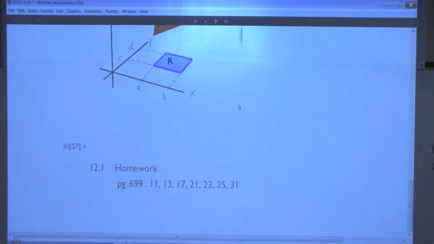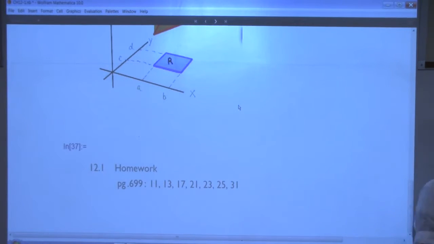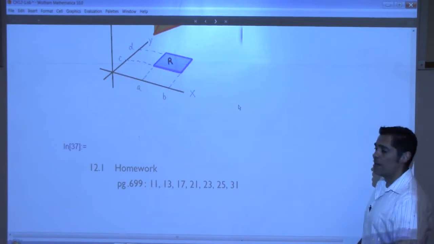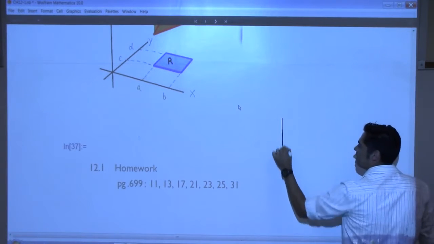That's it for 12.1. Rectangular regions are the cleanest, easiest things you can do with double integrals. So where we're headed now is, okay, what if you don't have a rectangle? I'm leading into next class.